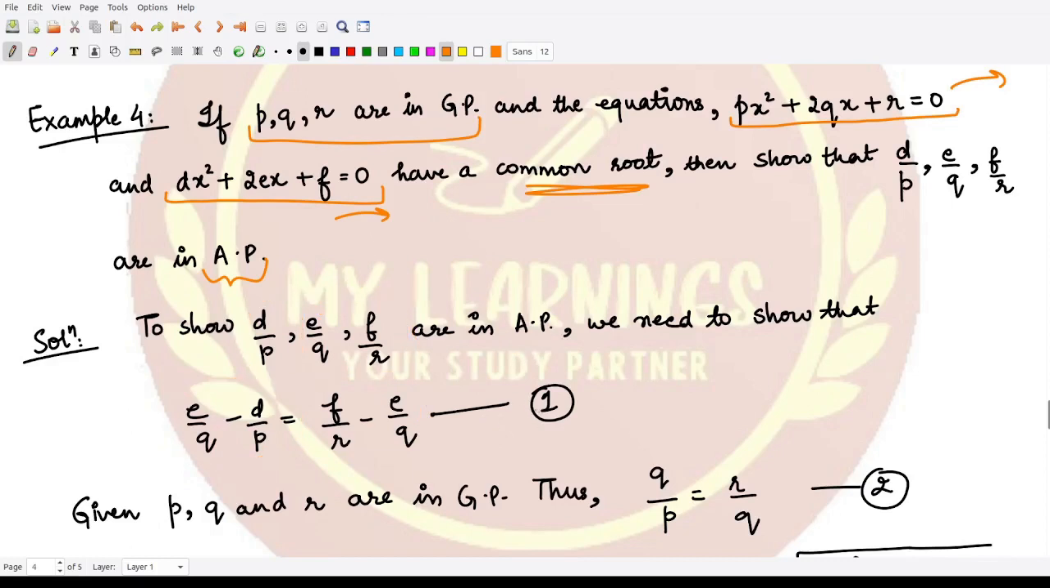Now because we are given that p, q, r are in GP, they would have a common ratio. So q/p is equal to r/q. Let's mark this as equation 2. This is given to us. Now let's calculate the root of this particular equation and this particular equation, so that we may equate them in order to reach our result.